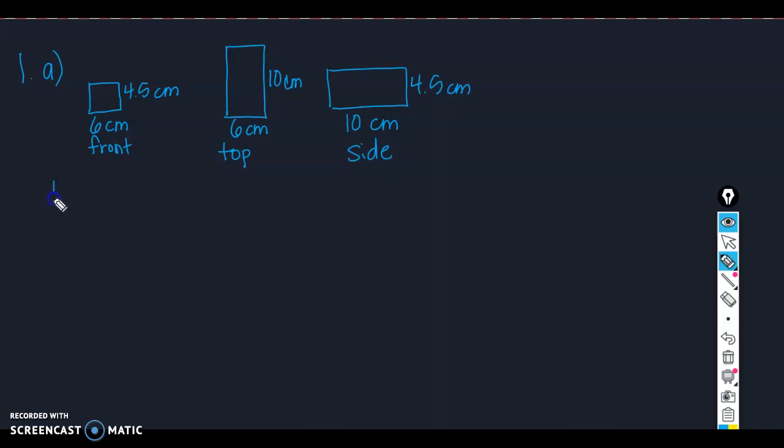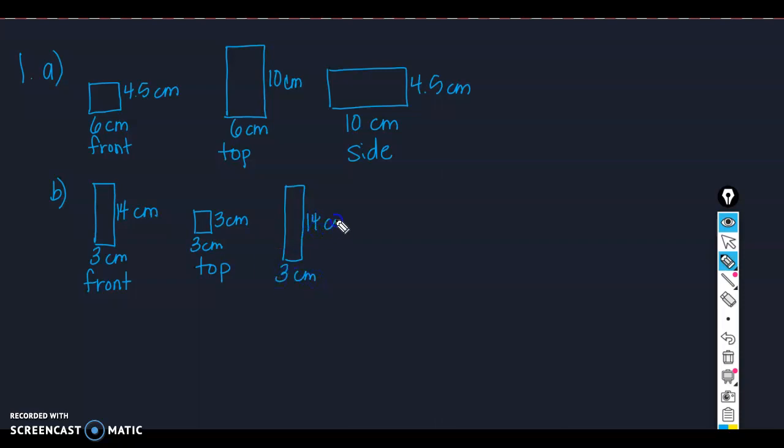Now look at B. For B, our front view would be 3 centimeters by 14 centimeters. The top view would be a 3 centimeter by 3 centimeter square. And the side view would be a 3 centimeter by 14 centimeters.